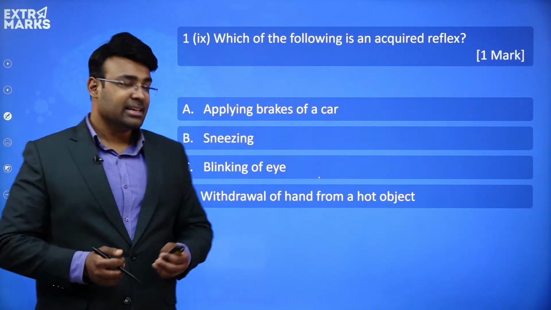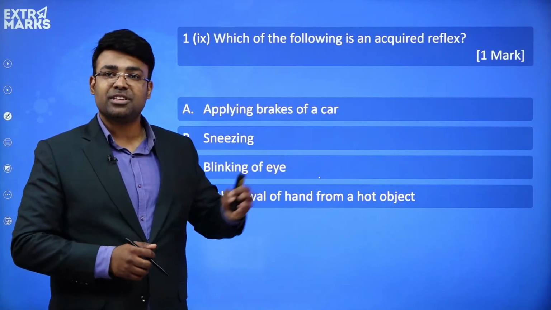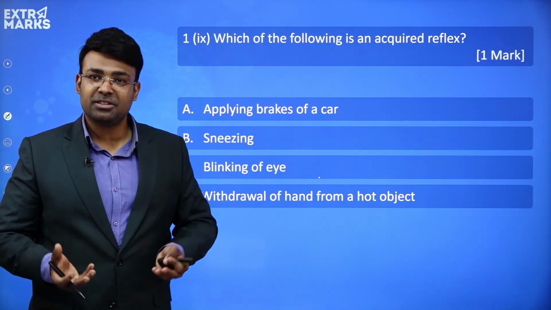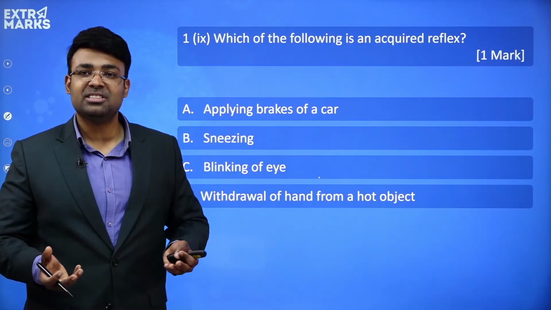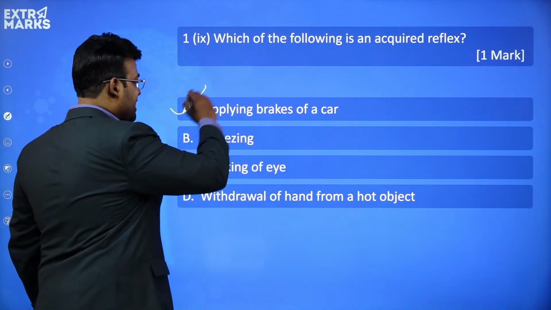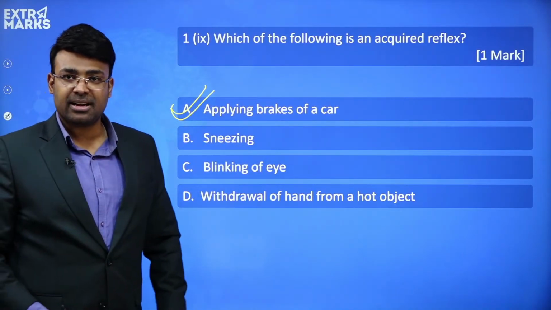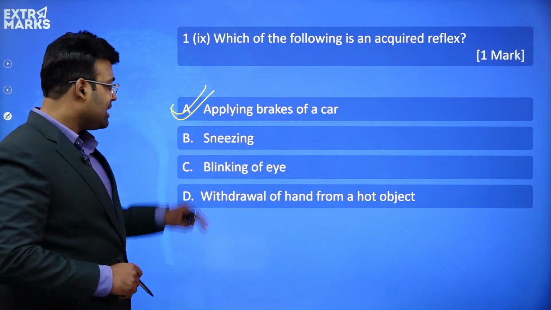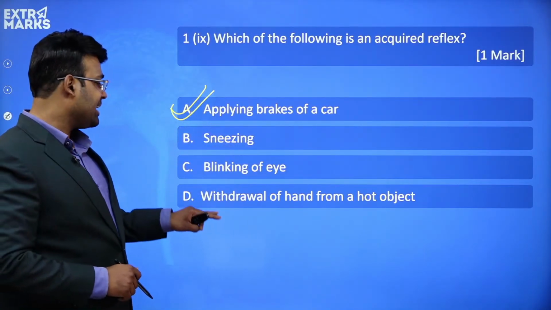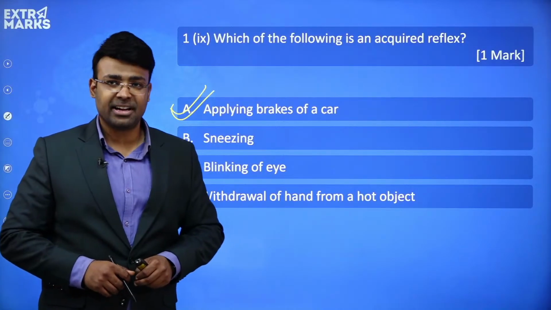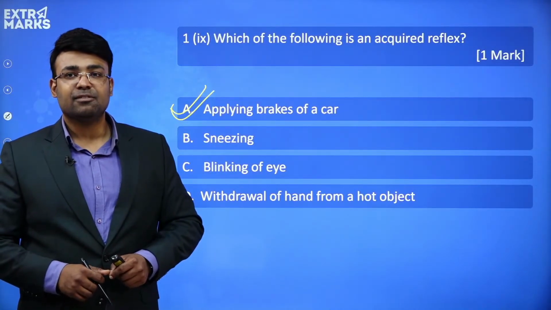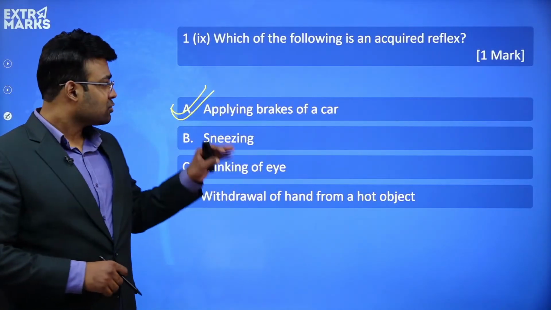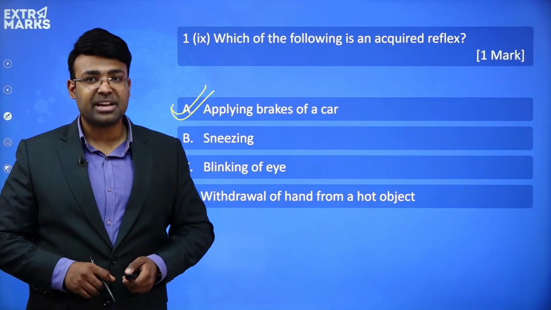So definitely the applying of brakes of the car, how can we be born with it? No, we are not born with this reflex. So yes, option A, it is the acquired reflex. We basically acquire it after birth. While sneezing, blinking of the eye, and even the withdrawal of our hand from a hot object, we are already born with it. So the right answer for this question is applying brakes of a car.